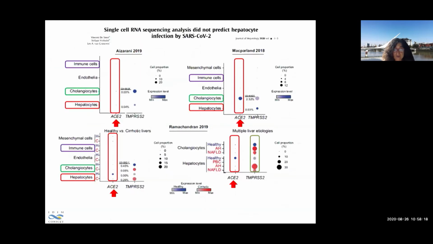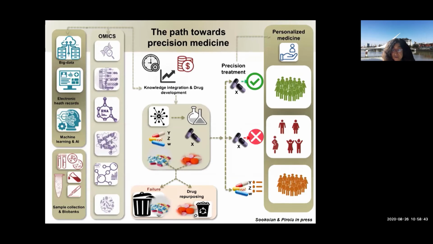But other authors claim that the pattern of expression of this receptor is not uniform across the different cell databases. For example, cholangiocytes are the ones that express higher levels of ACE2 in all databases, but ACE2 expression in hepatocytes shows large differences among the different studies. In summary, application of single-cell research is on the path of precision medicine.